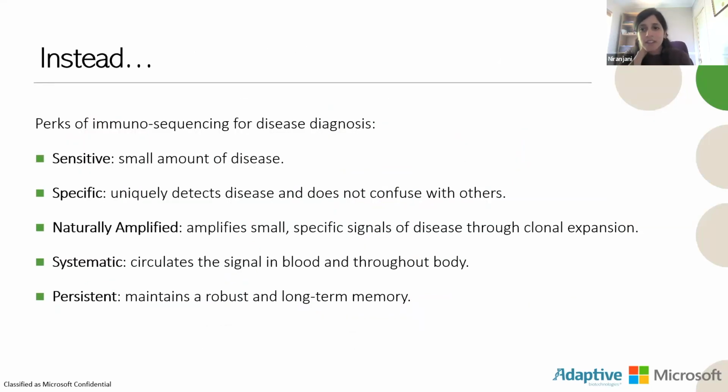Diagnosis based instead on TCR response would not only be relatively non-invasive and inexpensive, but can also potentially be highly sensitive to any small amounts of disease, as well as highly specific. The underlying mechanism they rely on means that these small specific signals of disease are systemic and naturally amplified through the clonal expansion process. And finally, that signal is persistent, with the immune system retaining long-term memory of these disease exposures.